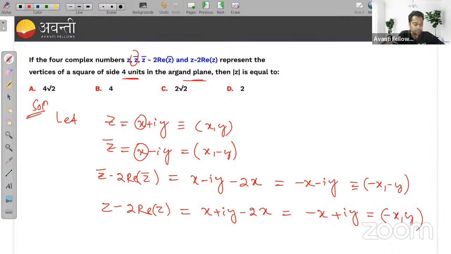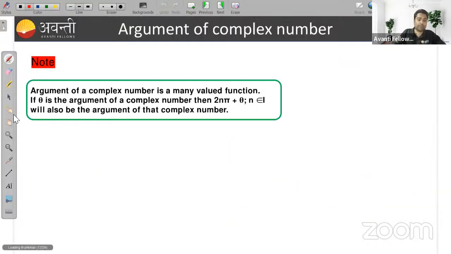Yes or no? Yes. So it is already given that these four complex numbers represent the vertices of a square of side 4 units in the Argand plane. Let's draw the figure. We'll draw the figure now.